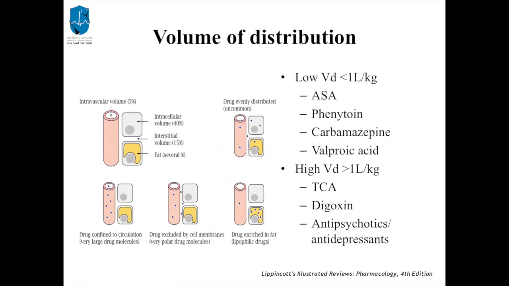If you look at the pictures here, you see this drug is a very large drug. It cannot cross membranes, and that's why it's confined to the plasma. If you look here, this one is a water-soluble drug, so the movement of the drug to the tissues is small because you need to be lipid-soluble to cross the membrane easily. An example of this is ASA, aspirin.